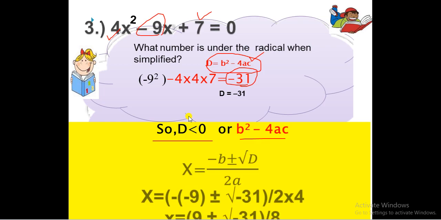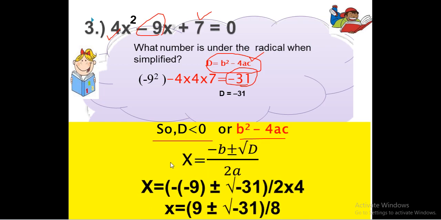Now what happens in this case? Let us see. The same quadratic formula we have applied here. The value of b is minus 9, so I put it in. Now root D, that is root minus 31, and 2 into a, that is 2 into 4. Now remember, here we have minus 31. So we have to find out the value of root of minus 31.